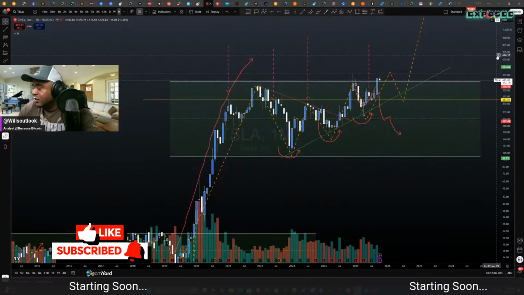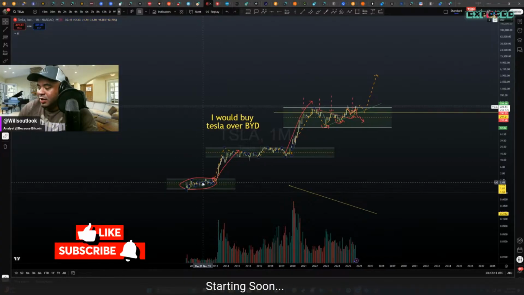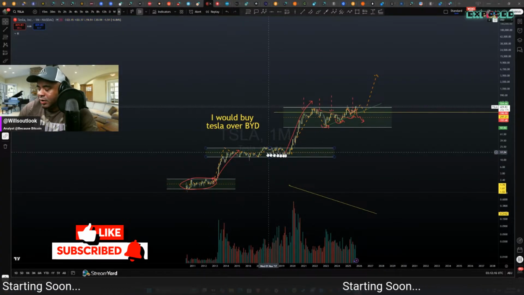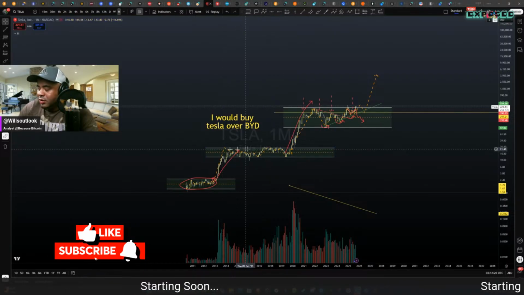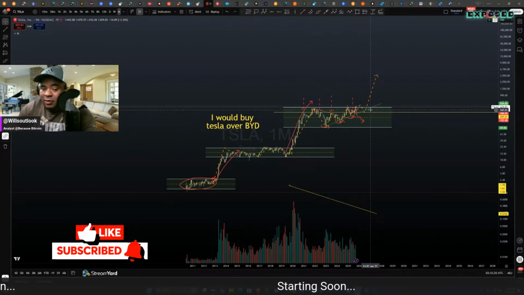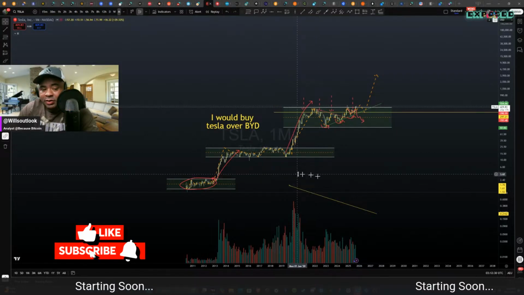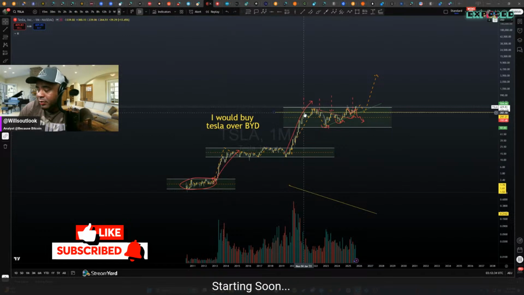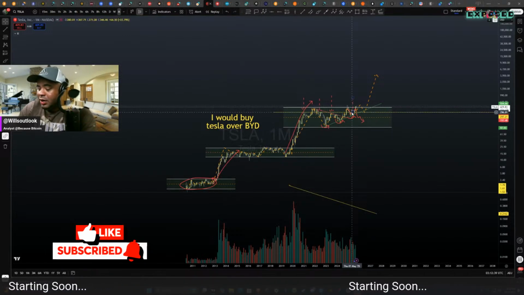I'll give you Tesla, for instance. Tesla's a great one. You could have bought Tesla here, rode it up, but then you would have just been sideways for multiple years. I mean, you ranged basically from 2013 all the way up to 2019 before you got your next leg. You just ranged sideways for 5 years. No real profitability. You got the profit here, but 5 years, and then you finally got a breakout. And now you're looking like you might get a breakout.